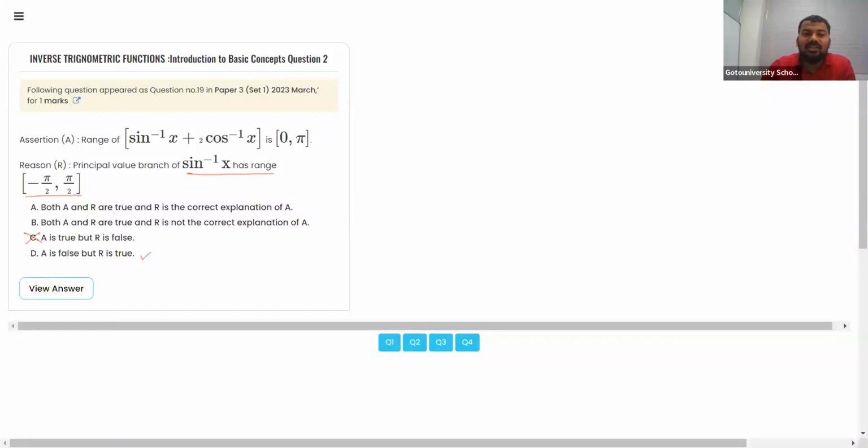Assertion says the range of sine inverse x plus 2 cos inverse x is 0 to pi. Let me check this. Sine inverse x, I'll write it down here, plus 2 cos inverse x. Okay, so what is the range of sine inverse x? It is going to be minus pi by 2 to pi by 2, isn't it? What is the range of cos inverse x? Cos inverse x is 0 to pi. Now, when you have 2 times it, can I say it is going to be 0 to 2 pi?